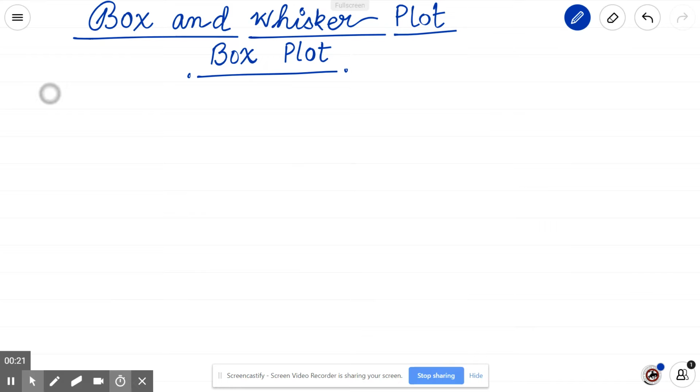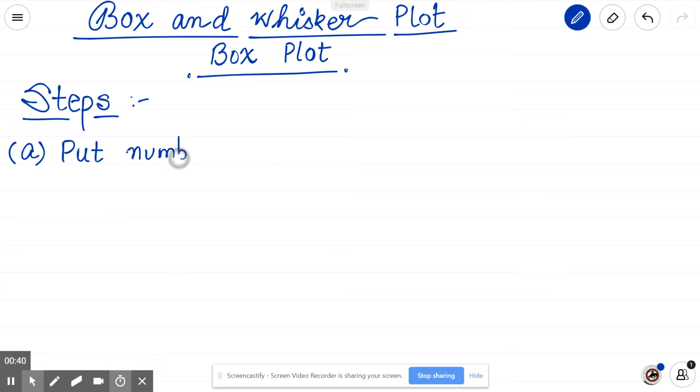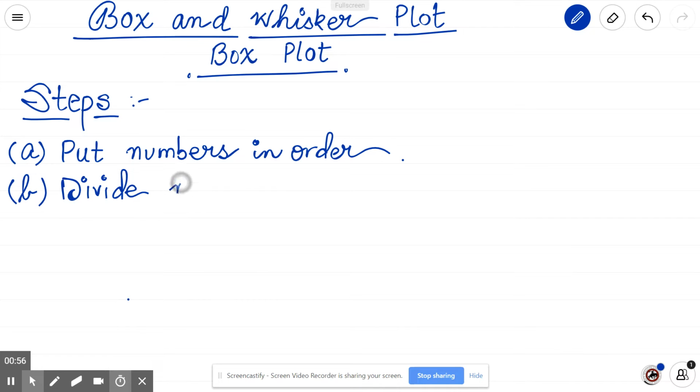So we will start with the steps that we need to follow in order to develop a box and whisker plot for a given data information. So we will follow the following steps. Our step number 1 is that you put your numbers in increasing order. Your step number 2 is that you divide your numbers into 4 equal parts. And I'll show you with an example what I mean by that.